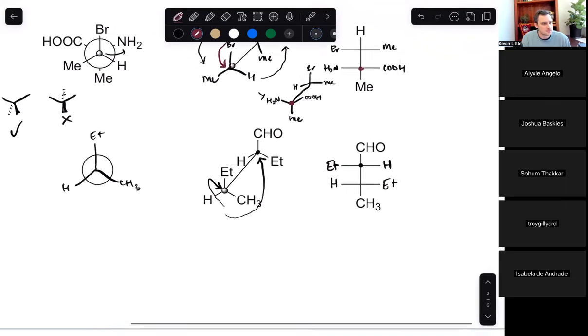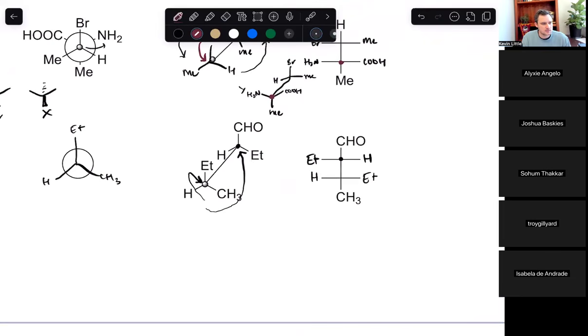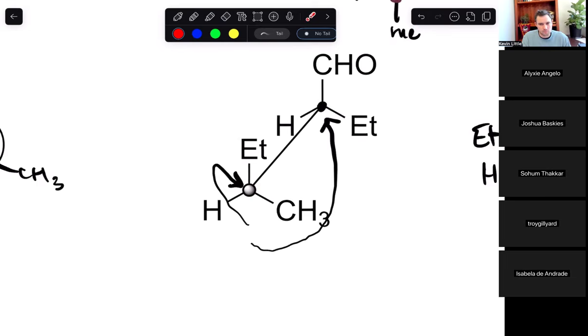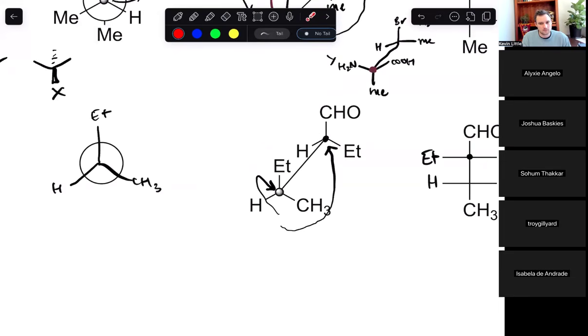I'm confused because on the last one, when you look at the CH3, ethyl's on the left and hydrogen's on the right. If I'm standing at the front of this molecule and I look down so that CH3 is away from me, ethyl's on my right side and hydrogen's on my left. Make sure you're not standing behind the molecule when you imagine this. In this case, we have to be in front of the molecule.